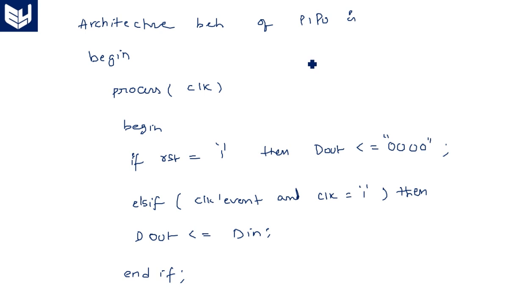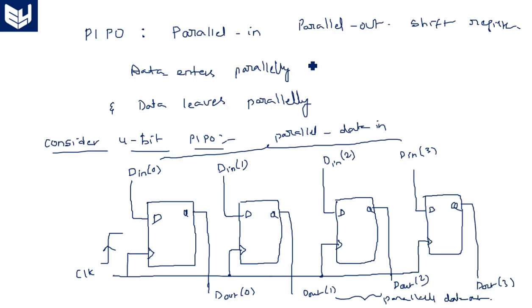In the next video I will explain the parallel in serial out shift register, which is somewhat more complicated than these, because data has to enter parallelly but leaves serially. So the parallel entry data, as well as the data coming from the previous stage, will also have a connection with the next stage flip-flop. Parallel in serial out means data enters parallelly into the flip-flops. Loading is done parallelly.